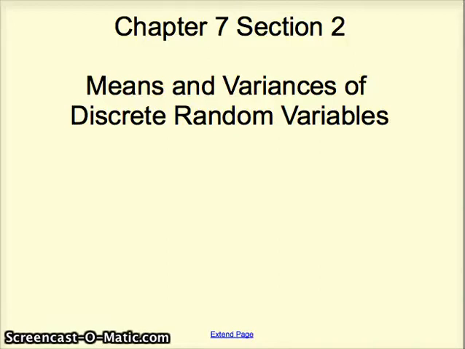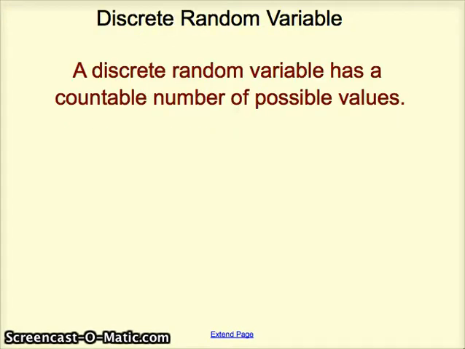Right, this video adds to the discussion of discrete random variables, and in this we're talking about means and variances for discrete random variables. And we've talked about mean, variance, and standard deviation before. But what changes here with the discrete random variable is probability gets introduced as part of the calculation that we're doing. So a quick reminder, a discrete random variable is a variable that has a countable number of possible values.